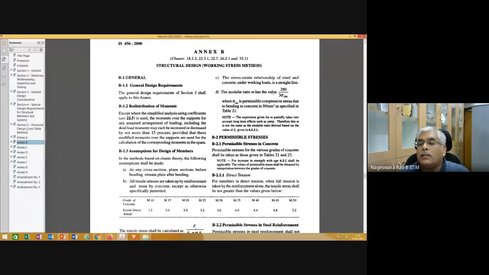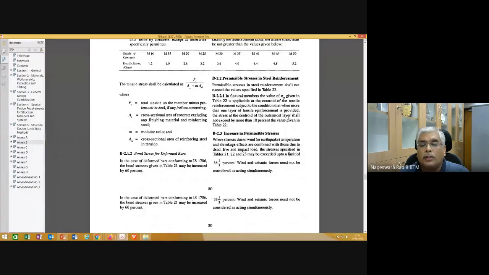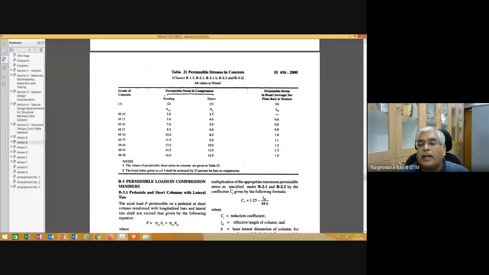Modular ratio has the value 280 divided by 3 sigma cbc. Sigma cbc is nothing but: this first c is for concrete, b is for bending and c is for compression. So it is the permissible stress in concrete under bending compression. You can have compression due to bending.